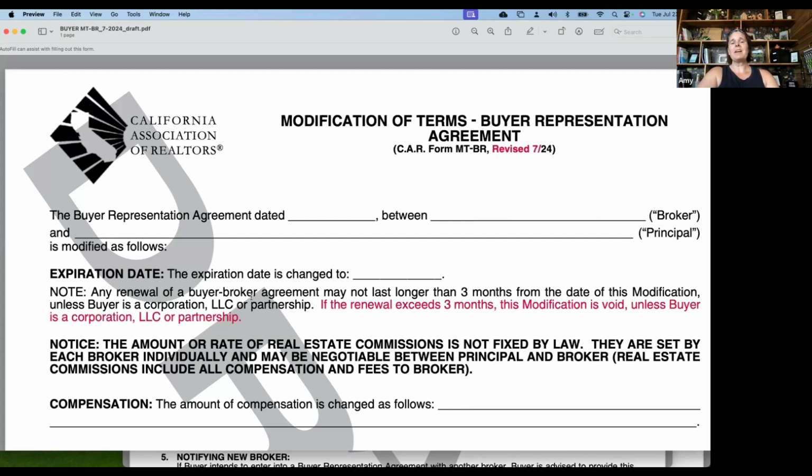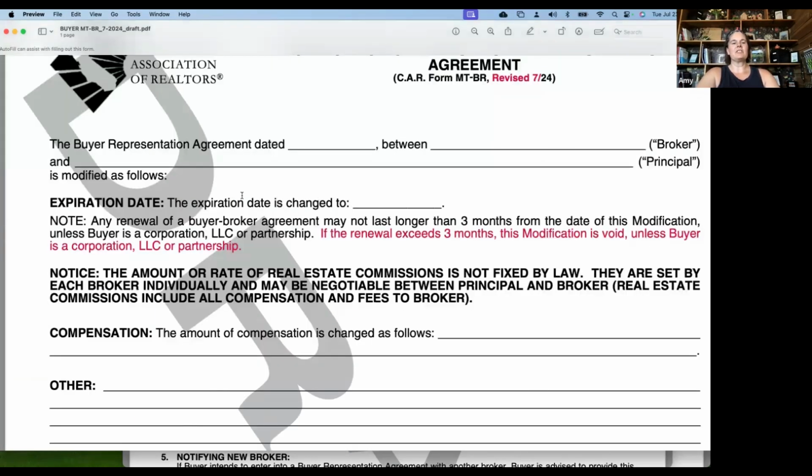It's magical. The buyer representation agreement, same idea here as the listing agreement. You're going to put the date of the BRBC, and then you're going to put Realty One Group Fox here as the broker, and the principal are going to be your buyers. Is modified as followed. This is going to be the expiration date. If we need to extend that expiration date, any renewal of the buyer broker agreement may not last longer than 3 months from the date of this modification unless a buyer is a corporation, LLC, or partnership. If the renewal exceeds 3 months, again, it's going to be void unless buyer is a corporation, LLC, or partnership.